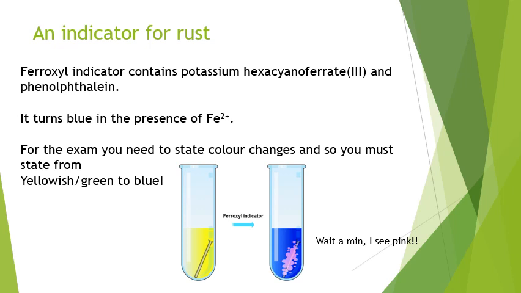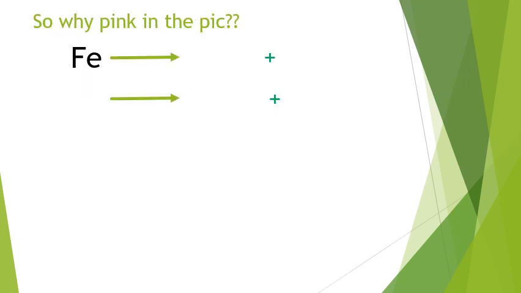In real life you would not see any pink, or at least I have never seen any pink in the chemical reaction whenever carrying this out. However, I am going to explain where that pink has been shown in this diagram. So why the pink in the diagram?